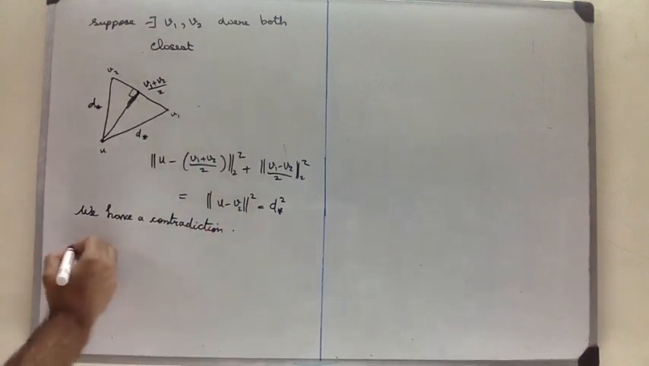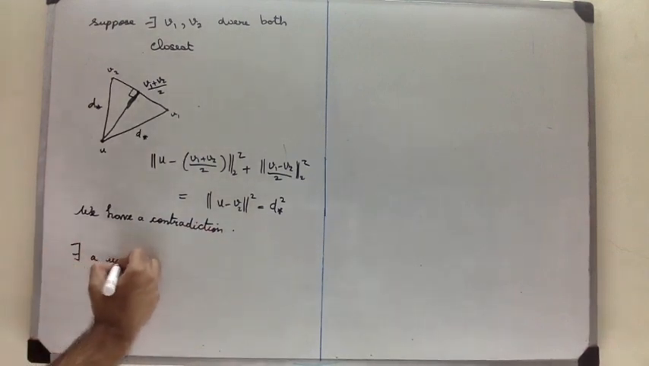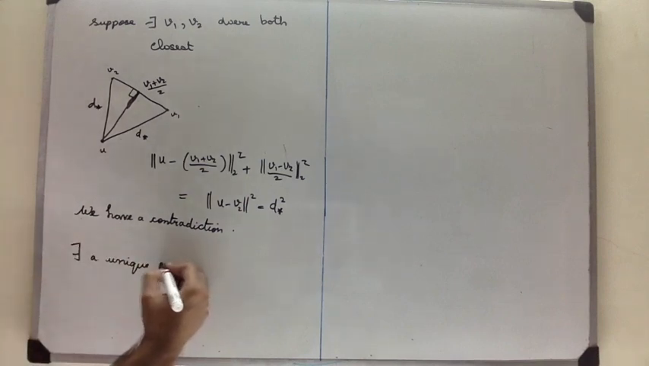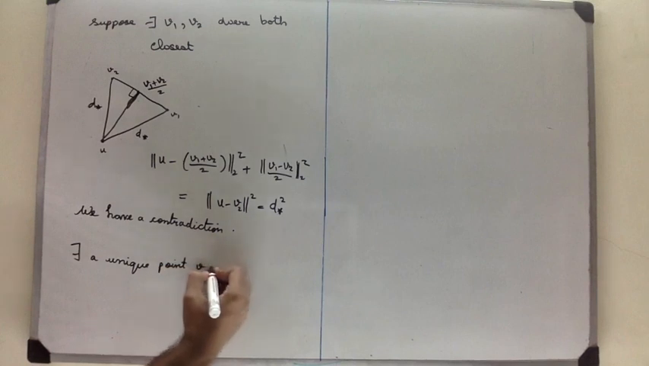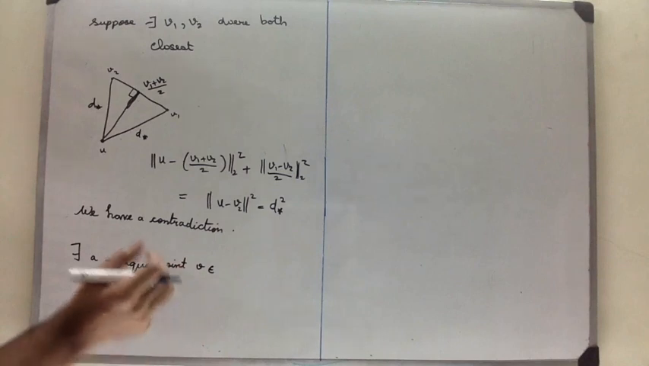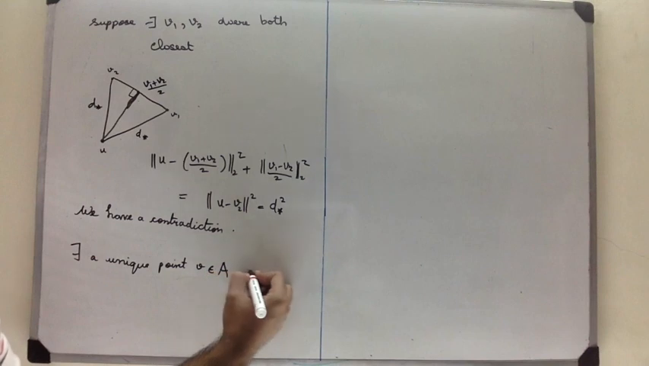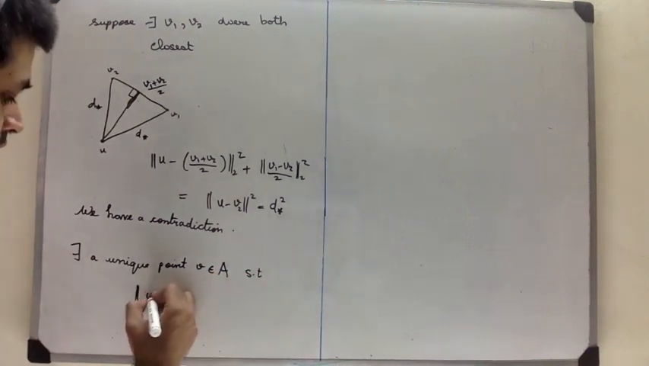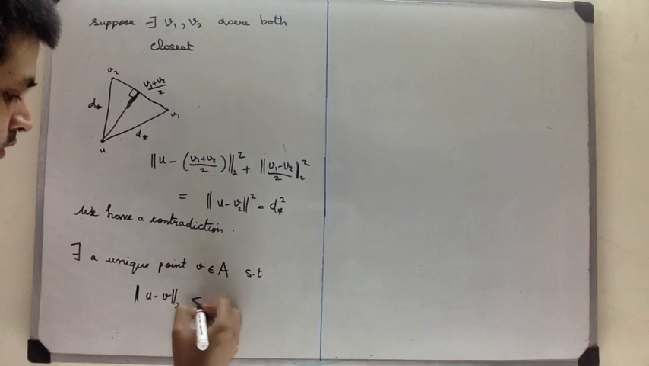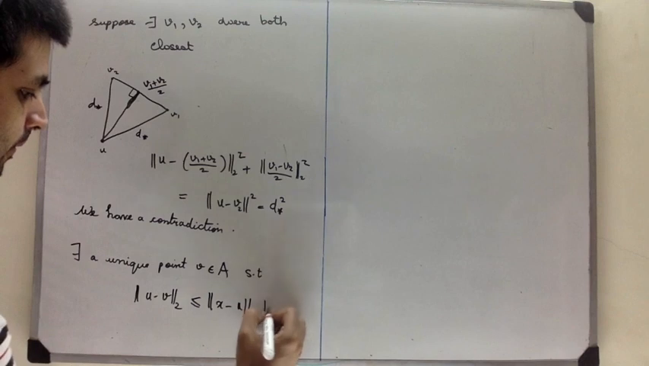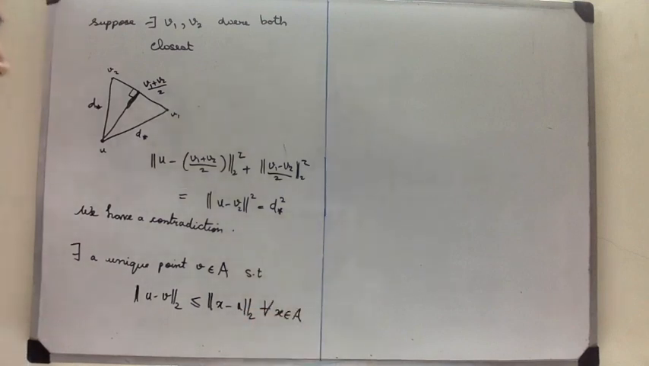So thus we have finally proved that there exists a unique point. Uniqueness followed from the convexity part, and the existence followed from the fact that A was closed. So we are done with our first half of the theorem.